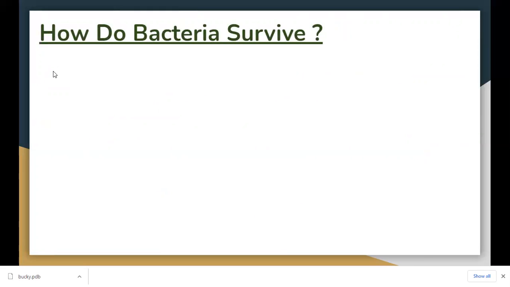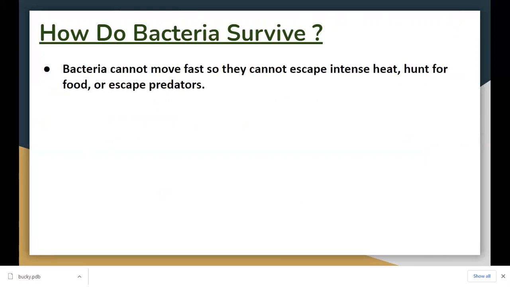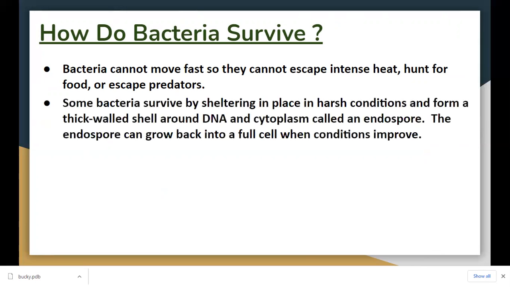How do bacteria survive? Bacteria cannot move fast, so they cannot escape intense heat. They cannot hunt for their food, or escape predators that like to eat them. However, they can survive by sheltering in place in harsh conditions, and they form a thick-walled shell around their DNA to protect it and around their cytoplasm. It's called an endospore. And the endospore can grow back into a full cell when the conditions improve. So they have a way of sheltering in place.